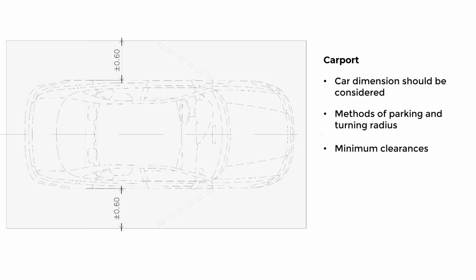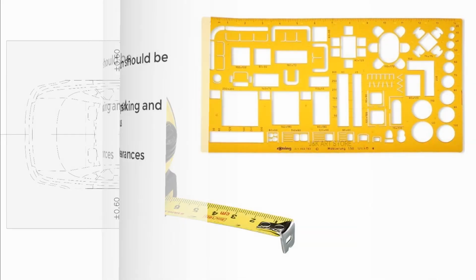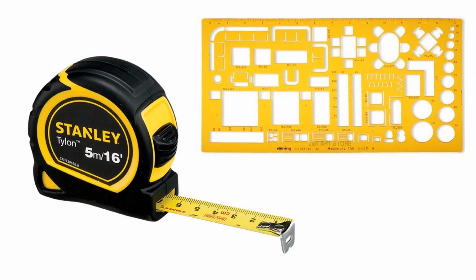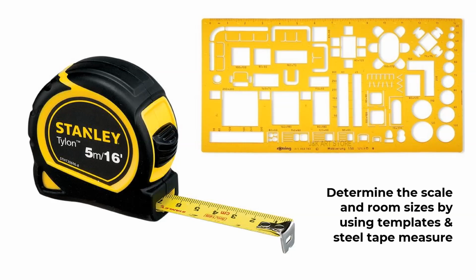So we have a carport. So the carport dimension should be considered. Car dimension should be considered. Methods of parking and turning radius, and then the minimum clearances. And we learned that it's very important when doing your plan, you need your steel tape measure and then your furniture template. So by using your furniture template, you will know if your space is enough or not.